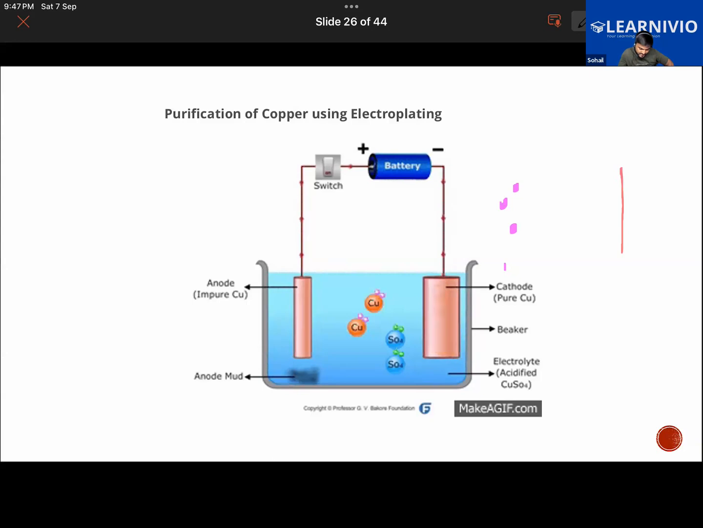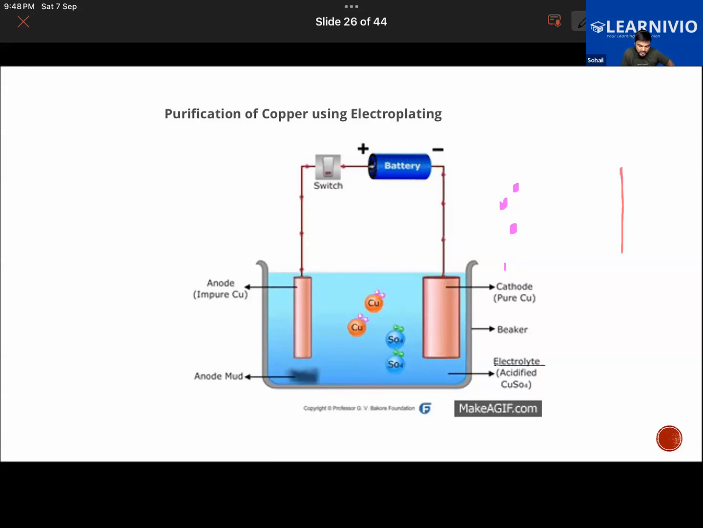So here what is happening? This is a glass beaker. We have taken two rods. Obviously, they are metal rods because metals are conductors. And we have taken a liquid and added some acid to that liquid. Like you have acidified copper sulfate in this. Basically, copper sulfate has been added.